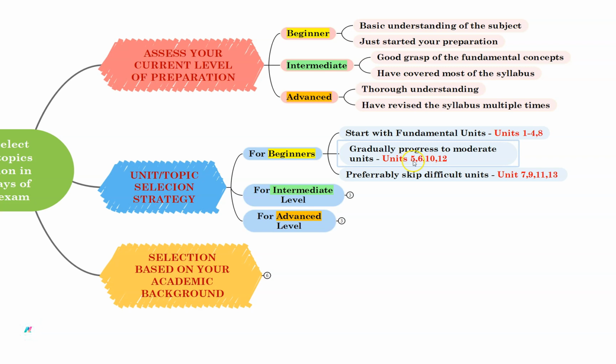This will include units 5, 6, 10 and 12. And for difficult units, for beginners it is preferred to be skipped or ignored, because if you attempt these units then it will take a lot of time and you might miss out on revising the topics which you might actually be able to answer. So even if you want to attempt these units, do it towards the end of your preparation once you are done with the rest of the units. This will be units 7, 9, 11 and 13.